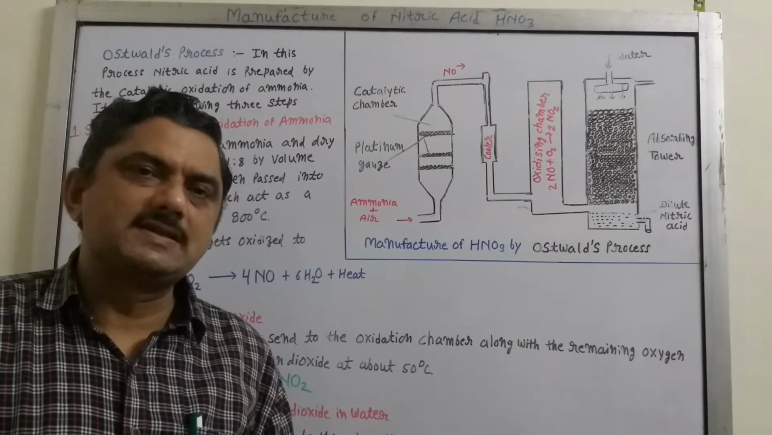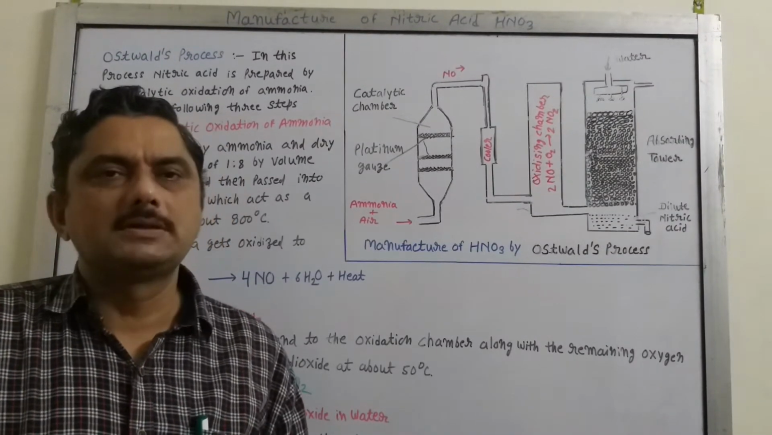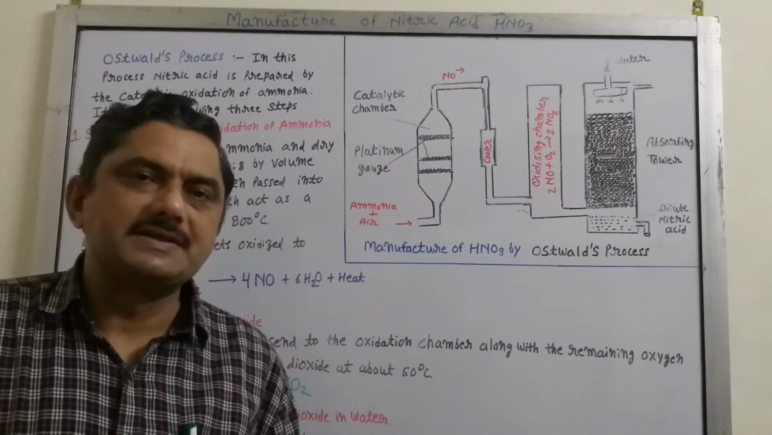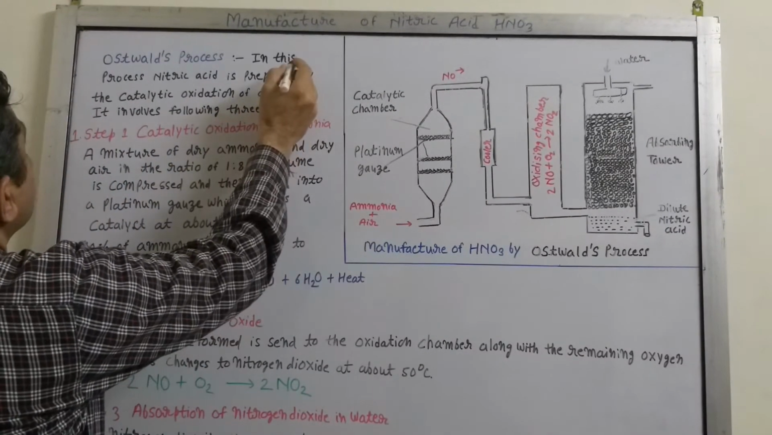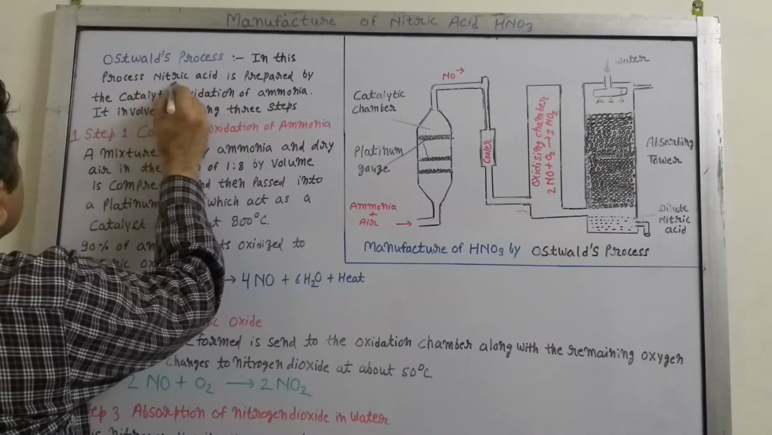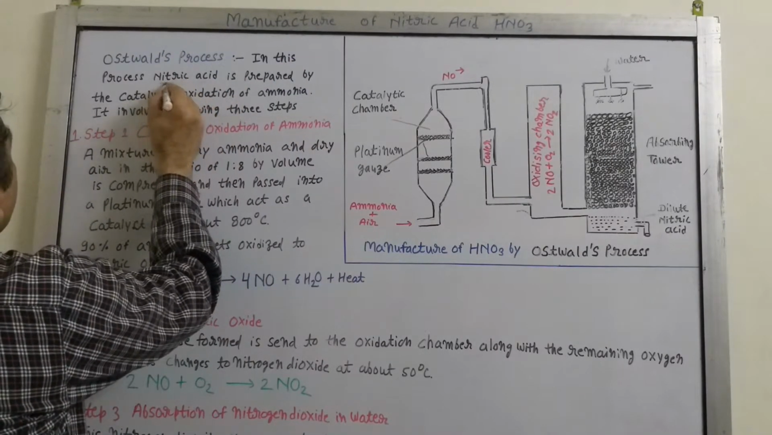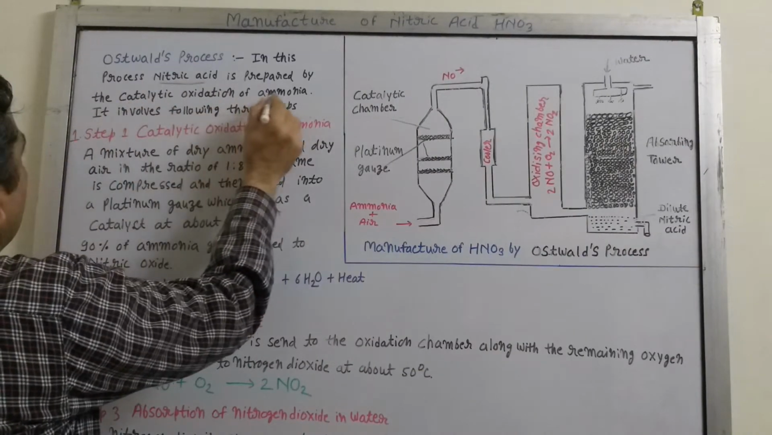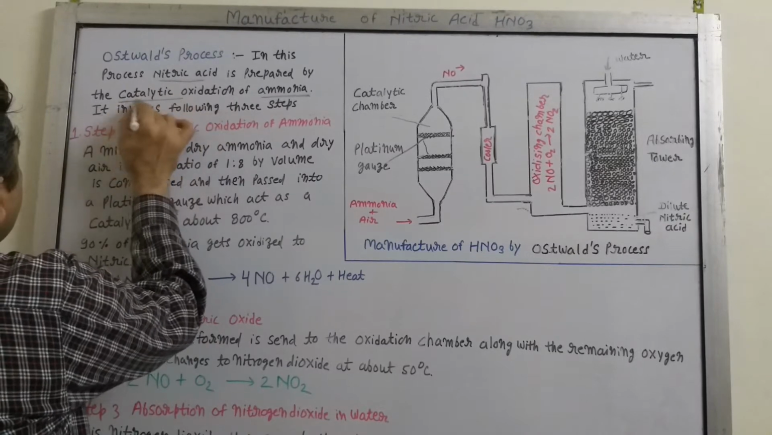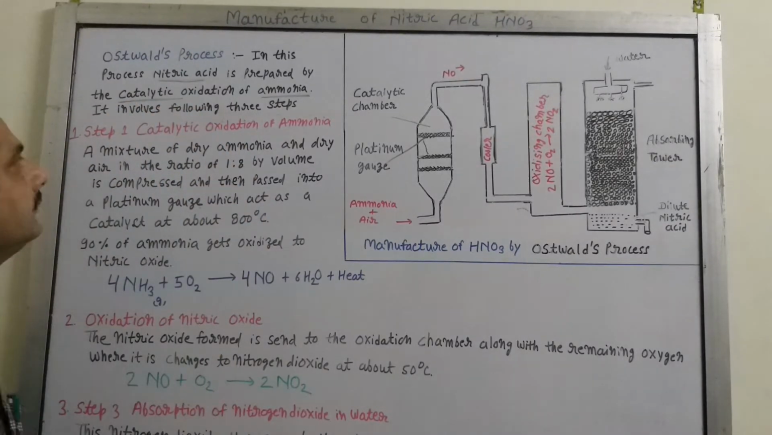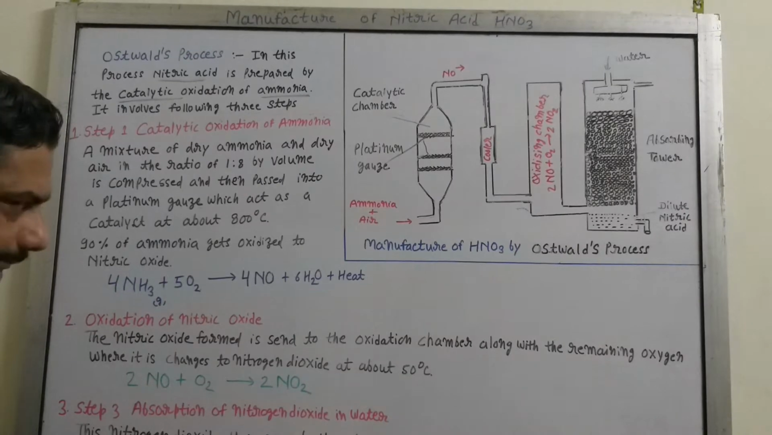Now we discuss the Ostwald process for manufacture of nitric acid. In this process, nitric acid is prepared by catalytic oxidation of ammonia. Catalytic oxidation means in presence of a catalyst. It involves the following three steps.